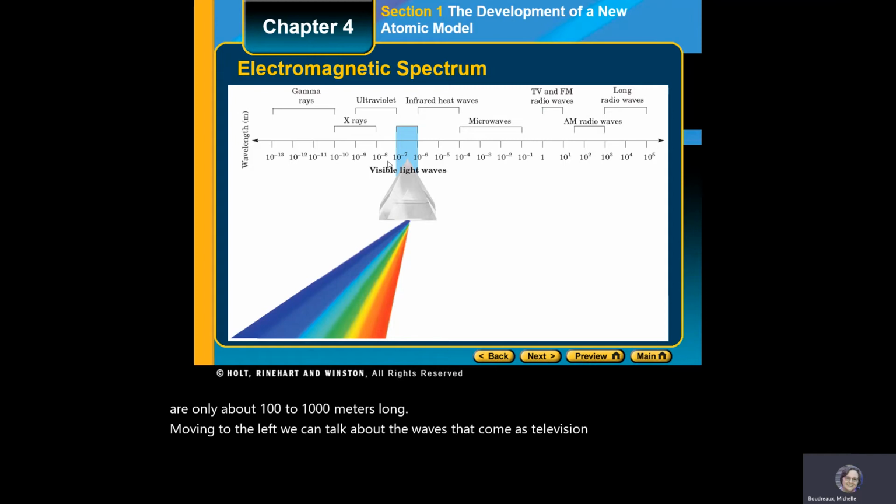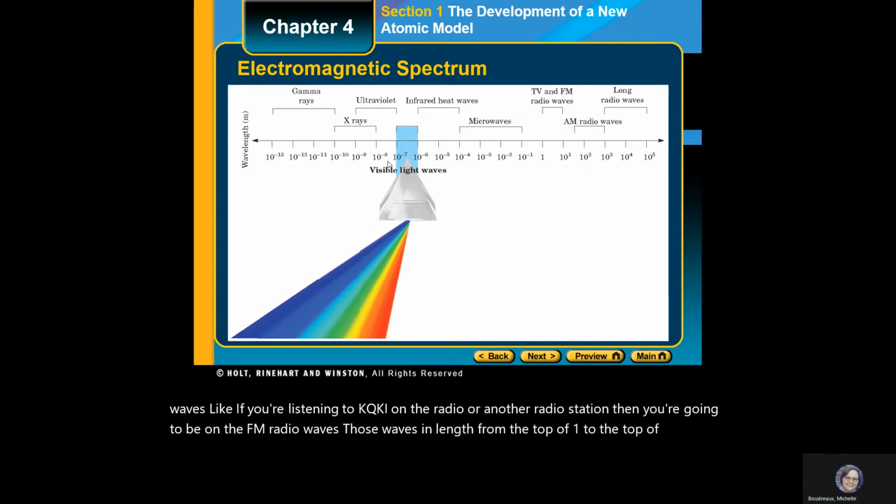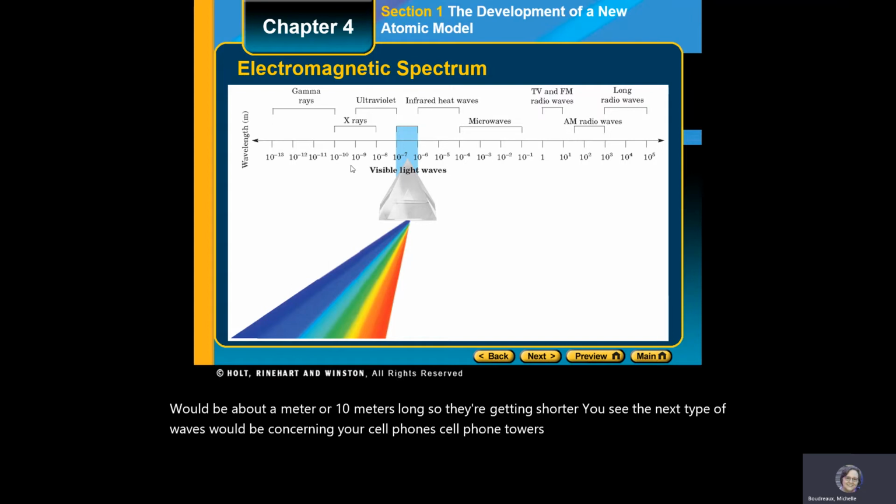Moving to the left, we can talk about the waves that come as television waves or FM radio waves. Like if you're listening to KQKI on the radio or another radio station, then you're going to be on the FM radio waves. Those waves in length from the top of one to the top of the next would be about a meter or 10 meters long. So they're getting shorter, you see? The next type of waves would be concerning your cell phones. Cell phone towers use microwaves. Also, of course, your microwave oven has microwaves.